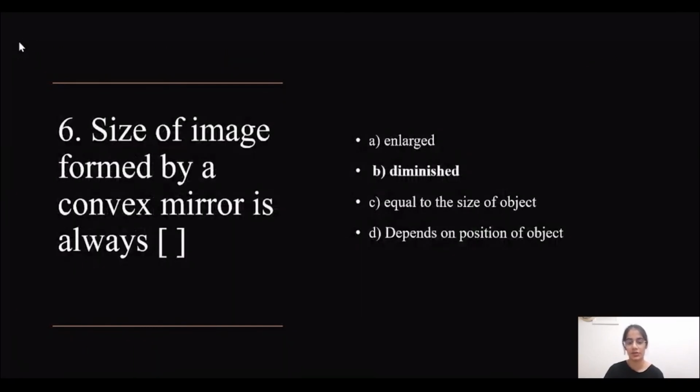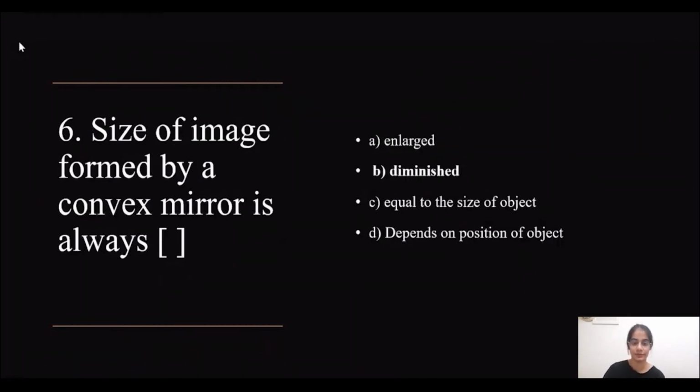Size of the image formed by a convex mirror is always diminished. As we know, if you place the object at infinity or any distance between infinity and pole, the image will be formed virtual, behind the mirror, and it will be diminished.